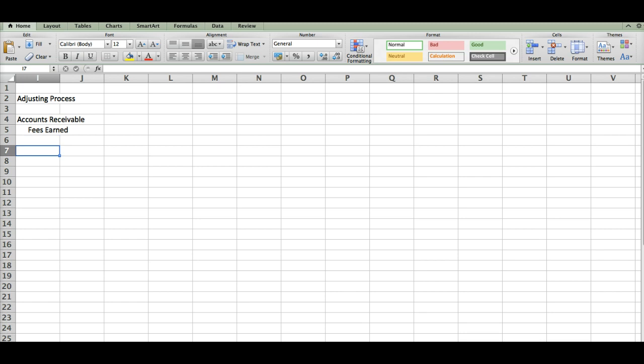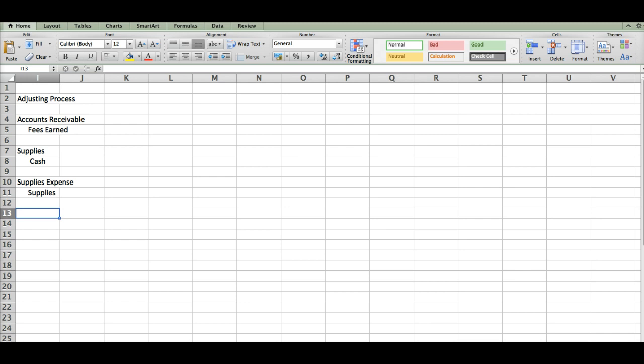Another example would be the supplies entry. This is something you've already done. When you first purchased supplies, you would have debited your supplies and you would have credited cash or accounts payable. That's not your journal entry, your adjusting journal entry. Instead, your adjusting journal entry would happen at the end of the month when you said, hey, I haven't accounted for it, but I've used up some of those supplies. So at the end of the period, you might come in there and say, I've used up a portion of those supplies, so let me debit supplies expense and reduce my supplies.